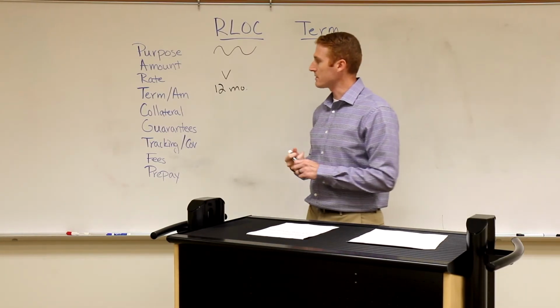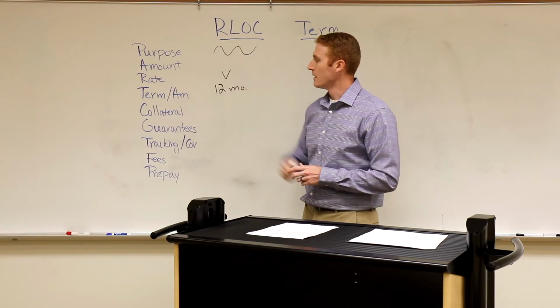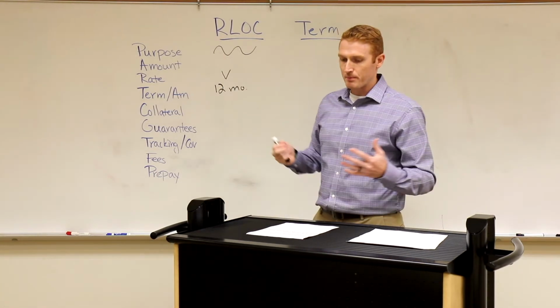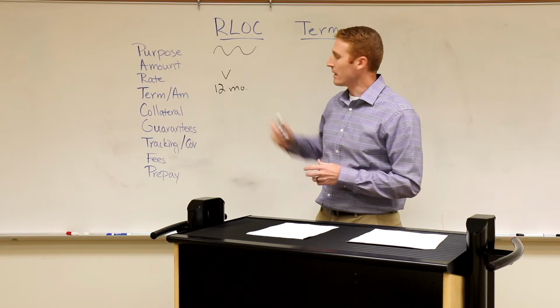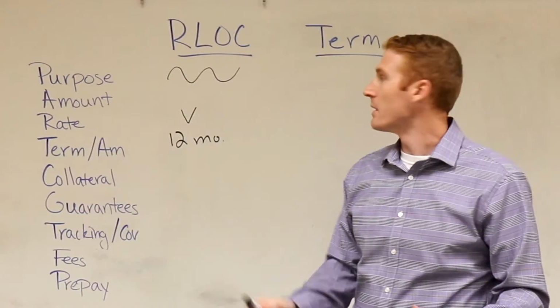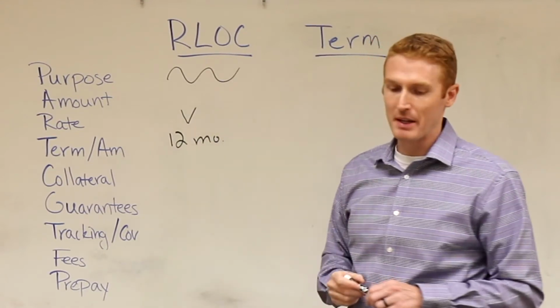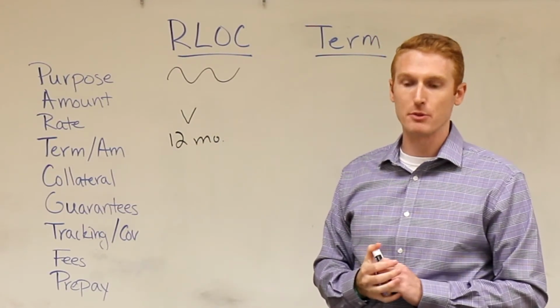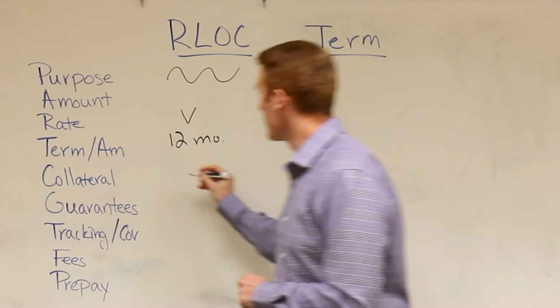Collateral. Collateral has to do a lot with the purpose of the loan. So what is the primary collateral for a revolving line of credit is going to be the working capital assets, right? So this is your working capital supporting up and down how your cash inflows and outflows are going. So typically our collateral for this is going to be inventory and accounts receivable assets.